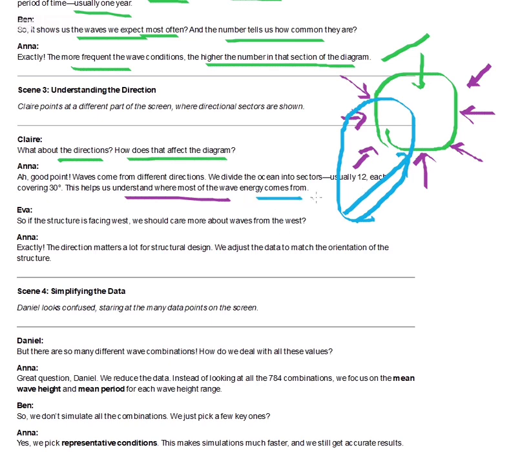That we can understand. So this helps us to understand where most of the wave energy comes from. If the structure is facing west, we should care more about the waves from the west. Suppose the structure is like this, we have to care more about the waves coming from the west, so we have to orient it the other way. If the structure is oriented like this, it will be stiffer in this direction. That's why the orientation of the structure also matters based on the wave data.